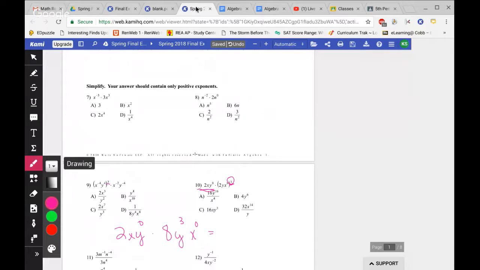Now 2 times 8 is 16. And then x, this is an understood 1. 1 plus 0 is 1. And then y to the 0 plus 3 is y to the third. So that's your answer.